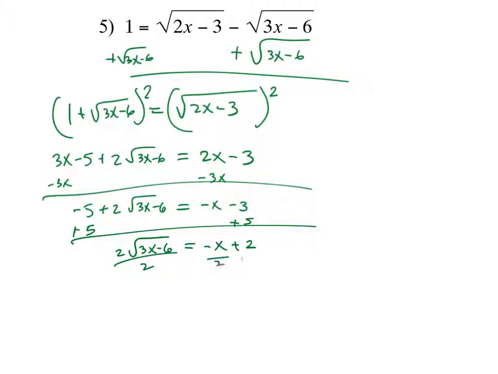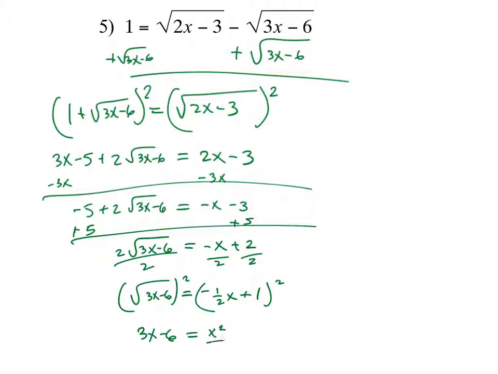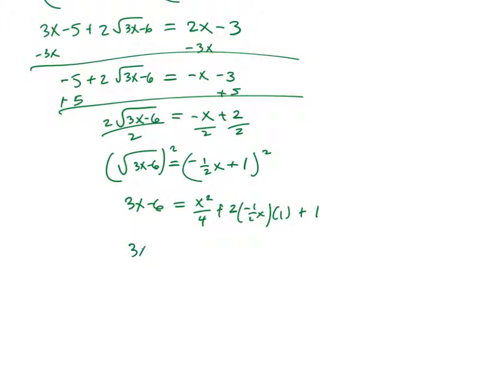Okay, so now I'm going to divide everything by 2. So that means that I have the square root of 3x minus 6 equals negative 1/2 x plus 1. Right, now I'm going to square both sides. So 3x minus 6 equals, again, the first one squared, so it's x squared divided by 4. So negative 1/2 squared. Right, again, I'm foiling there, remember, so plus 2 times the first one, half x, times the second one, plus the second one squared, so it's 1. So 3x minus 6 equals x squared over 4. This cancels out, so minus x plus 1.